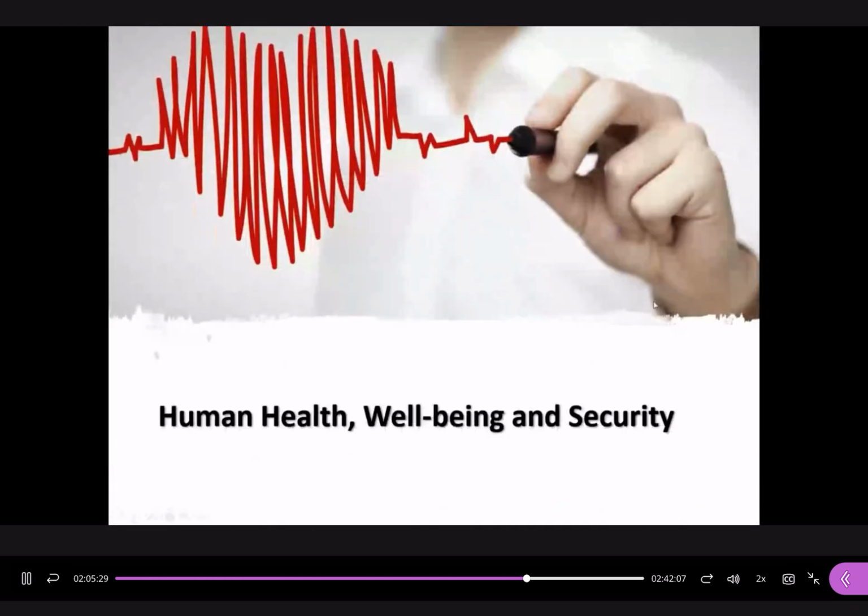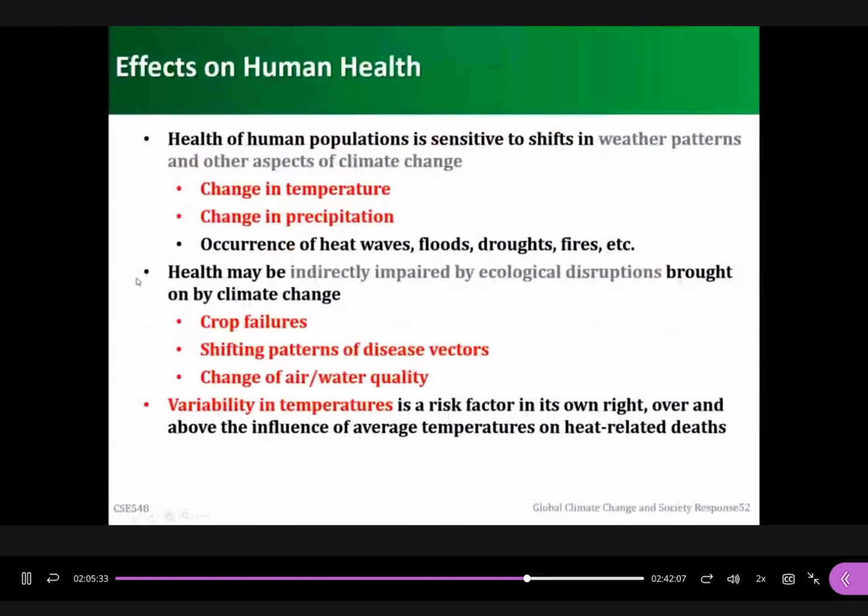This is human health, well-being, and security. Similar to the regions before, our health is also affected by temperature change, precipitation change, and the occurrence of extreme weather events such as heat waves, floods, and droughts. We are also indirectly affected by crop failures, shifting patterns of disease vectors, and changes in air and water quality. Climate change can affect agriculture and then human health, because some poor regions may not have enough food. If agriculture is affected, some people will experience starvation.